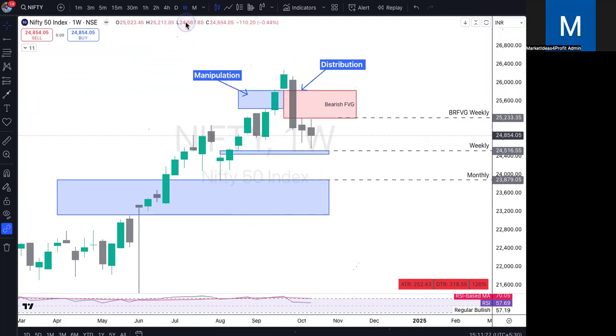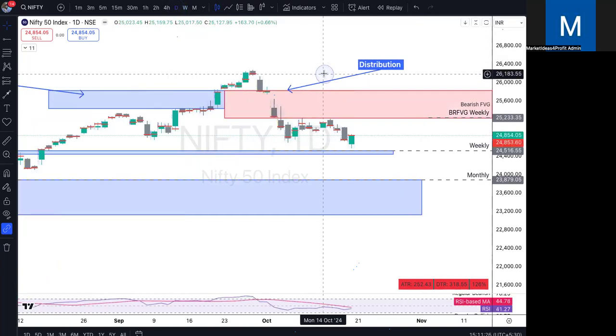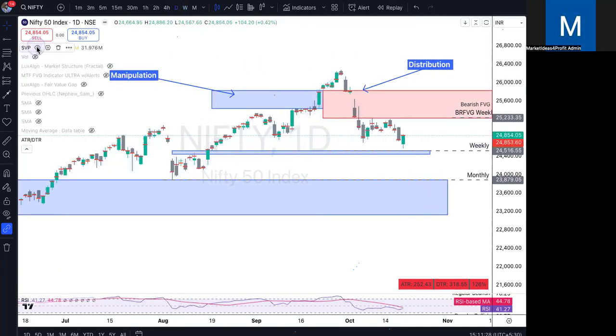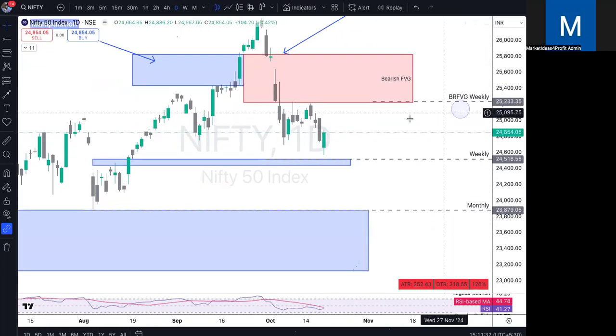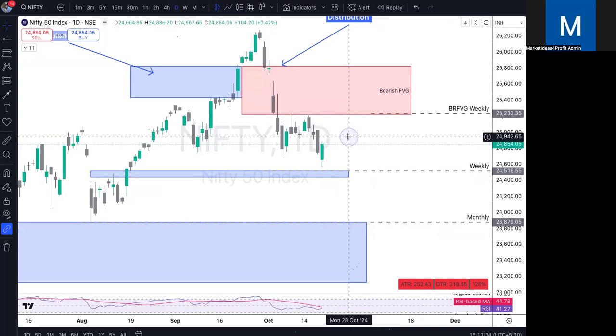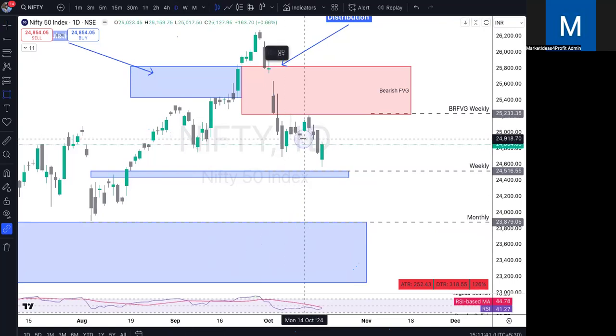Now let's drill down to the daily and see what's happening there. I'm going to switch this off here. So what's happening on the daily? In the immediate vicinity, I'm going to go from the right to the left, moving to the top. I see a bearish fair value gap developing here.